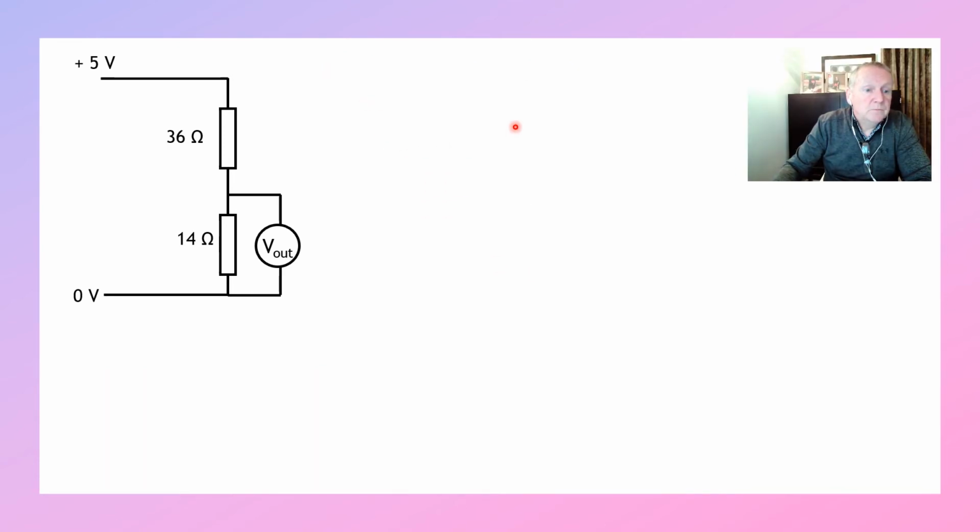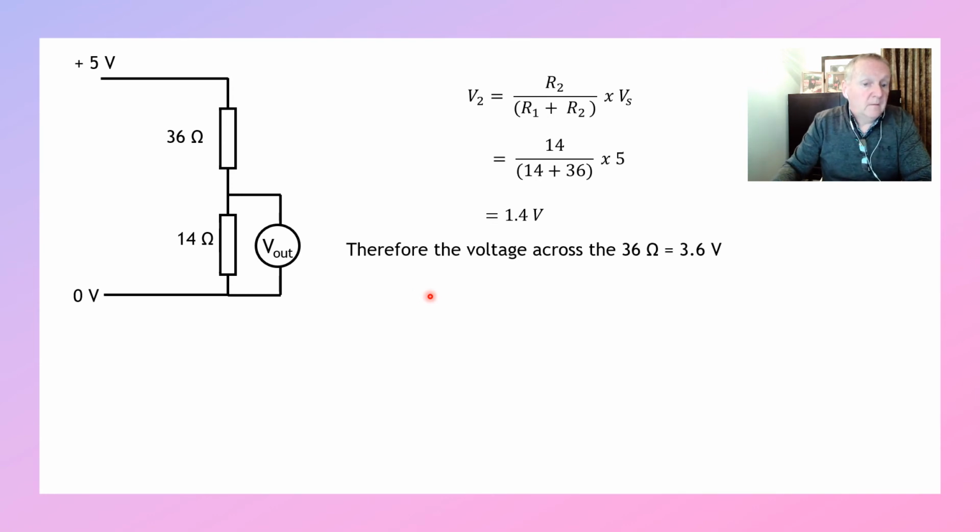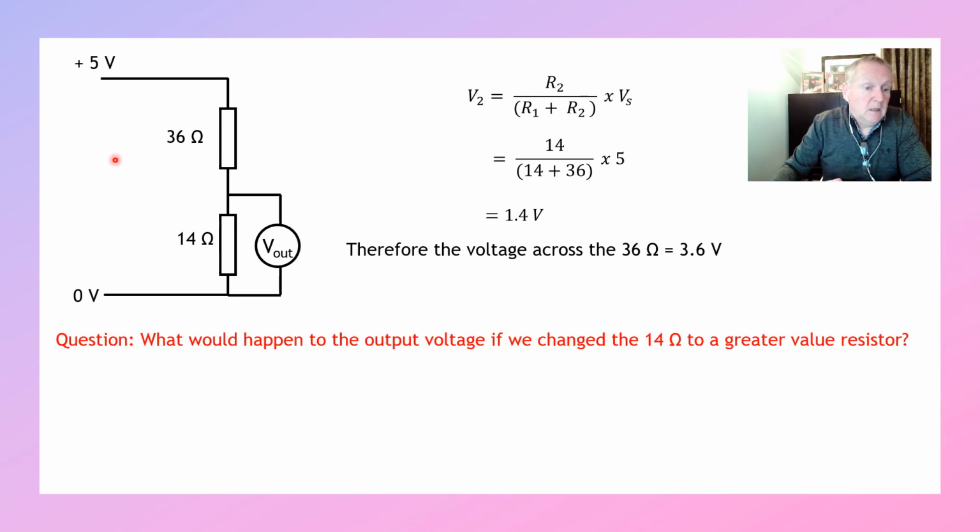Okay, another example, same sort of idea. We want to work out V out. I'm just going to rattle through this because hopefully you're getting it by now. So it's 14 over 14 plus 36 times 5. That gives us that the voltage across that resistor is 1.4 volts, and therefore the voltage across the 36 ohms must be 3.6, because the 1.4 and the 3.6 have got to add up to the 5 volts. Now this is a similar question to the one asked in the previous slide.